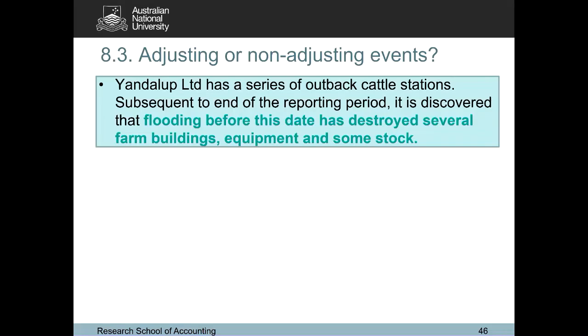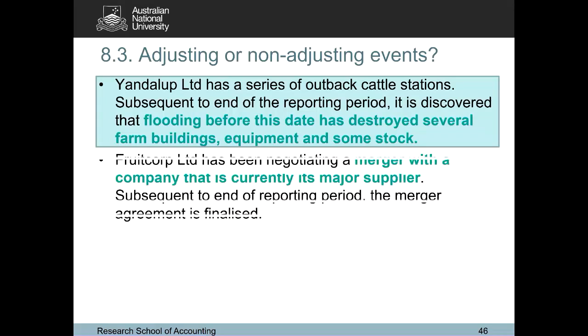So Yarden Lab Limited has a series of outback cattle stations. Subsequent to the end of the reporting period, it's discovered that the flooding before this date has destroyed several farm buildings, and so on. Adjusting, non-adjusting. Before, there was an existing situation, now you got more discovery, that's adjusting, very good.